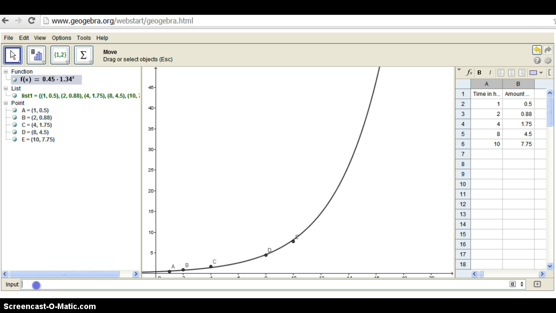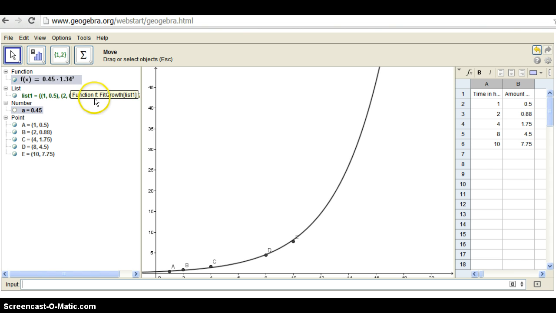I can also go down here and verify that by substituting in the value of 0, and it returned a value of 0.45. Let's look back. My growth factor is 1 and 34/100ths. This means that the snow is growing at a rate of 34%. So it's an exponential growth of a rate of 34% every hour, because time was in hours.